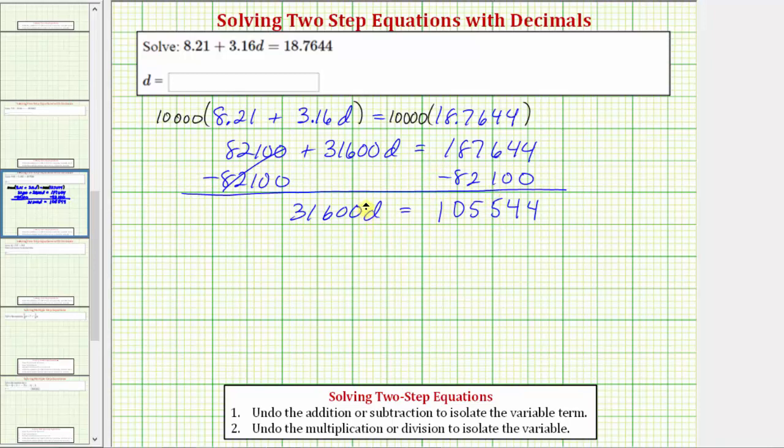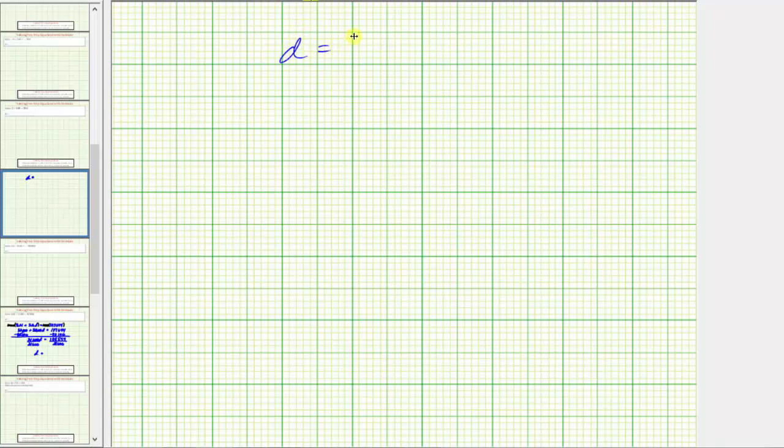Next, we need to solve for d by undoing this multiplication. To undo multiplying by 31,600, we will now divide both sides by 31,600. Dividing by 31,600 undoes multiplying by 31,600, or this quotient is equal to 1, and 1 times d is d. And therefore, d is equal to this quotient. Let's find this quotient on the next slide. Again, we now know that d is equal to 105,544 divided by 31,600. Let's write this in long division form.